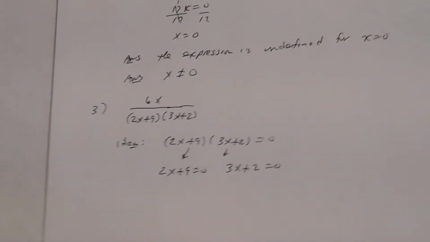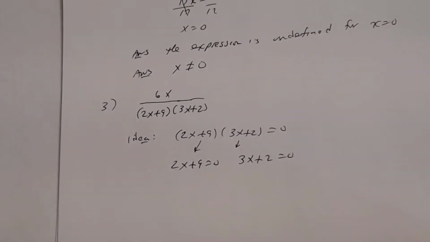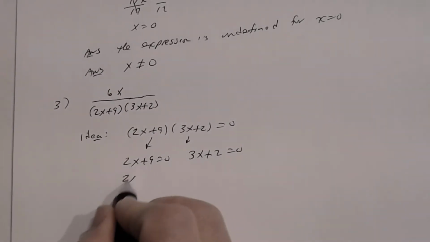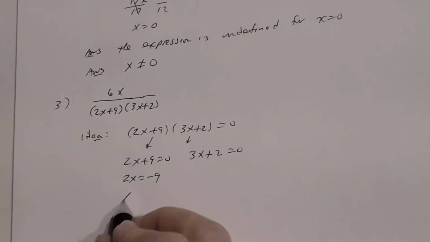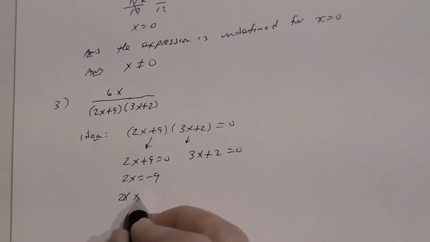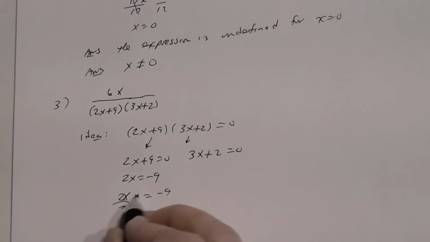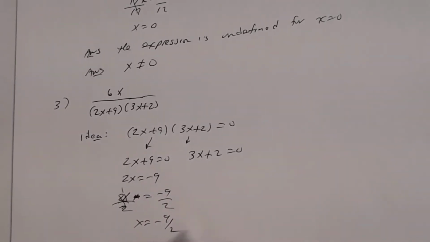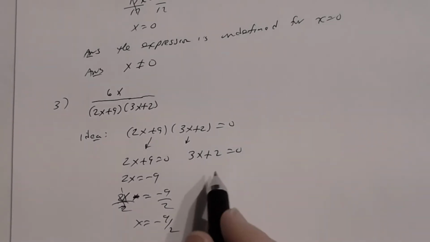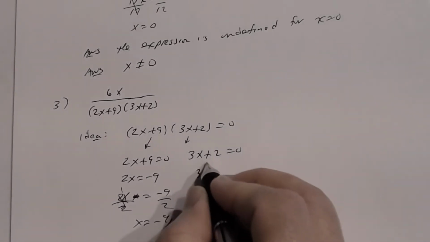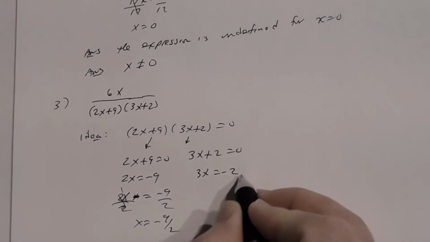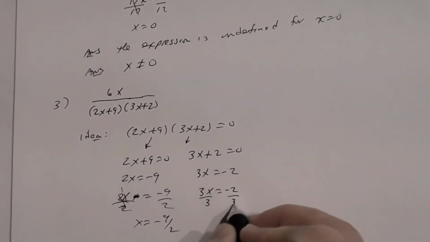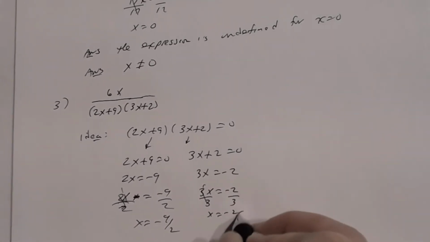And so here, I'm going to get, let me move this over a little. All right, so I'm going to get 2x equals negative 9. And so therefore, if I divide both sides by 2, I get x to be negative 9 halves. All right, over here, I get 3x. If I subtract 2 from both sides, I get 3x equal negative 2. Divide both sides by 3. I get x to be negative 2/3.